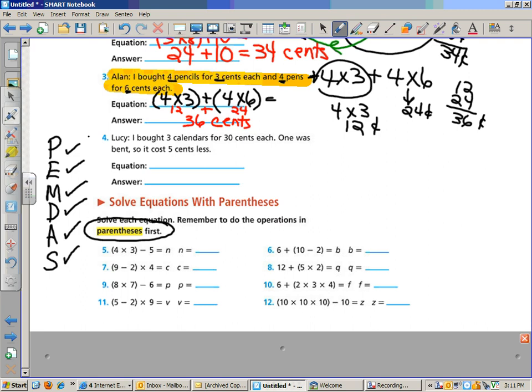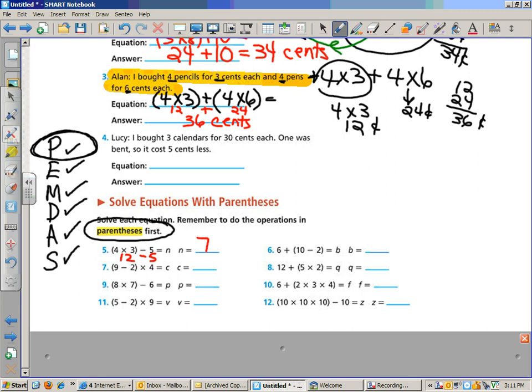And so what we want you to learn right now, which we started talking about in 4th grade, but to be comfortable in 5th grade, is recognizing that parentheses always get solved first. So in this equation, 4 times 3 minus 5, and then equals n, you need to solve what's in parentheses first. So 4 times 3 is 12. Then from 12, you can bring down the rest of the equation, 12 minus 5, so n equals 7.